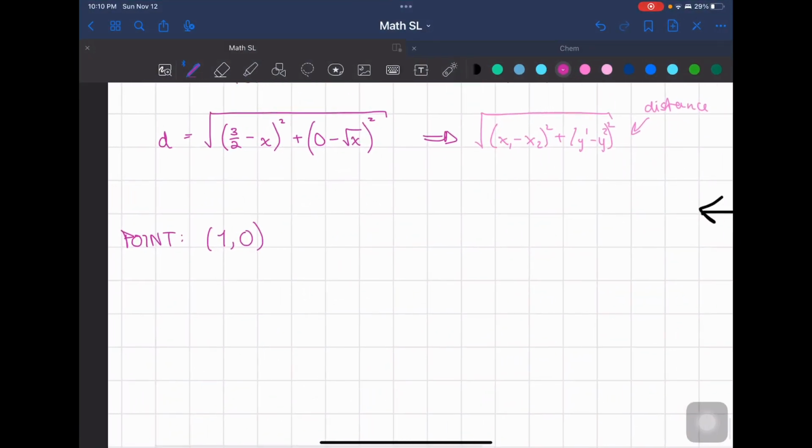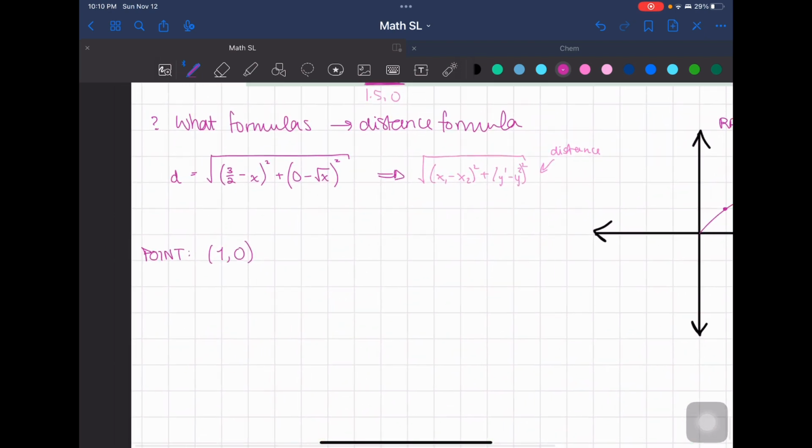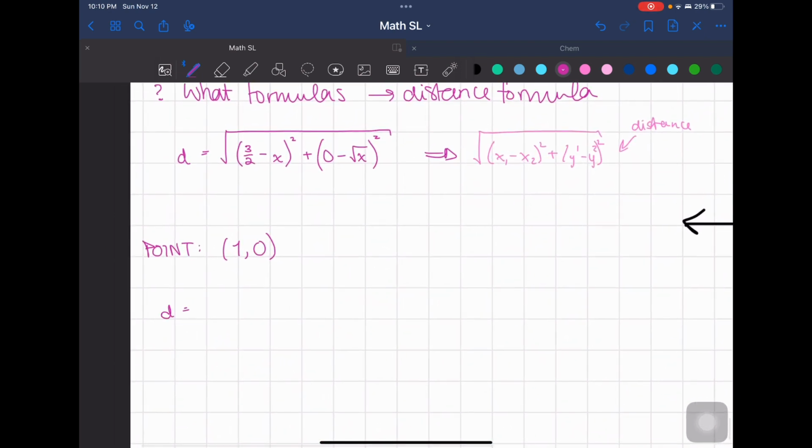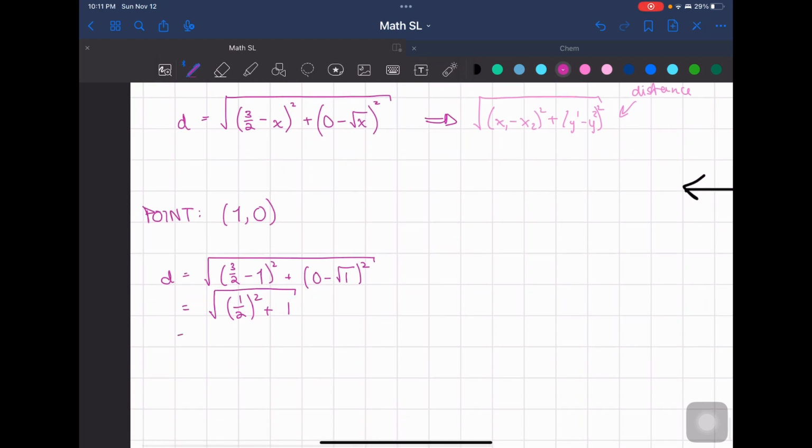Now, since we have our point, they're not asking us for a point. They're asking us to find the minimum distance. So we actually do need to put this point into the formula. So we're going to get 3 over 2 minus 1 squared plus 0 minus square root of 1 squared. And we're going to get 1.5 minus 1 is 0.5. So we're going to get 1 over 2 squared plus 1. 1 squared is 1. And we're going to square root that.